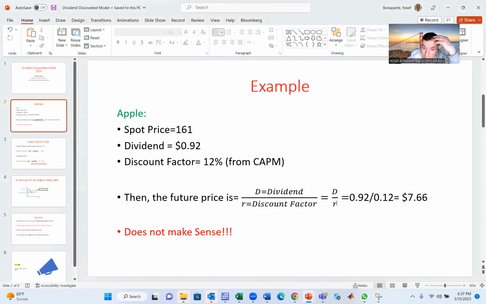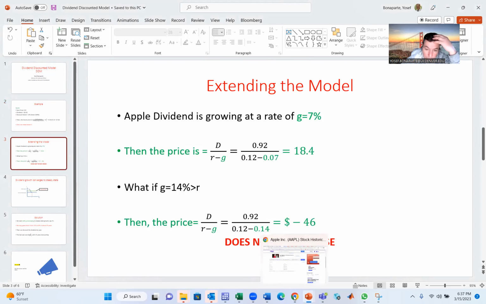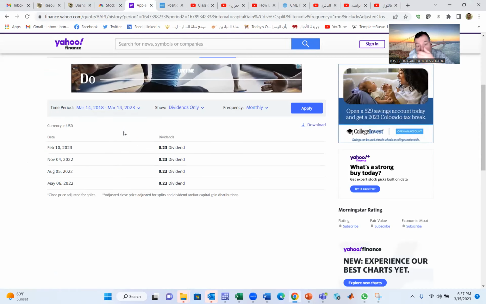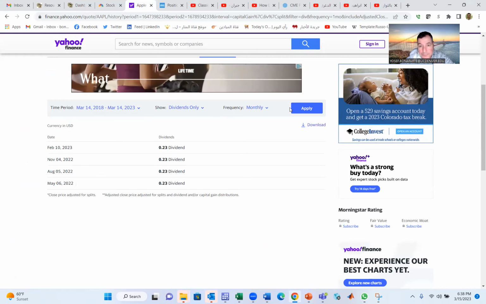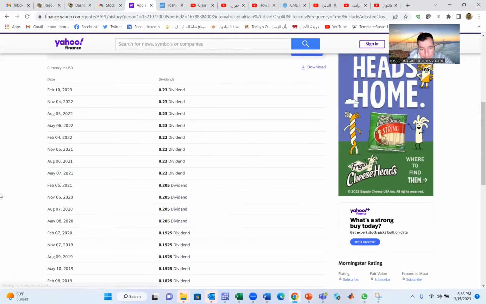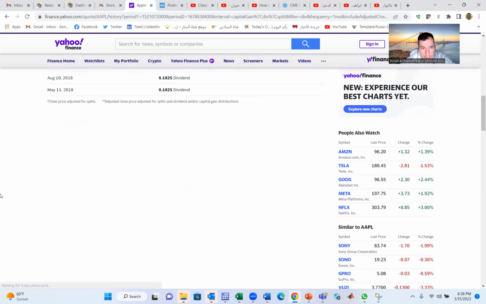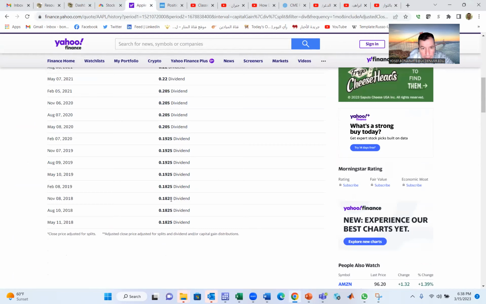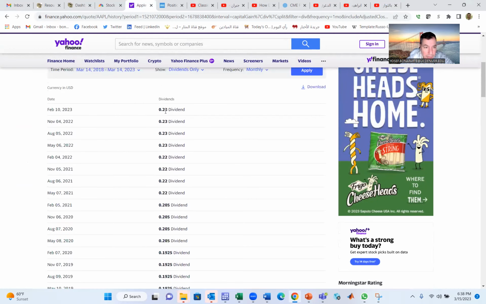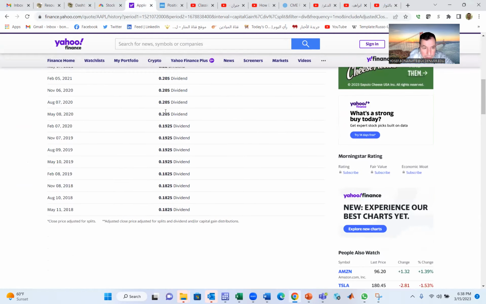So 92 cents divided by R, the discount factor, we did that before. And even if you do the growth for dividend, if you look here for Apple over 5 years, the dividends were 18, 19, 20, 22 cents, 23 cents. So that's pretty much the growth for dividend for Apple.